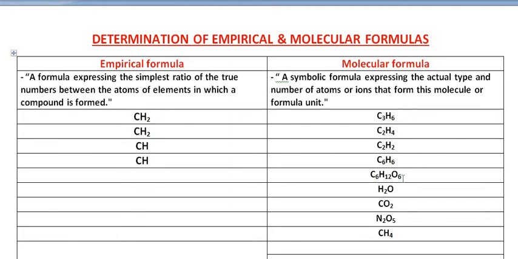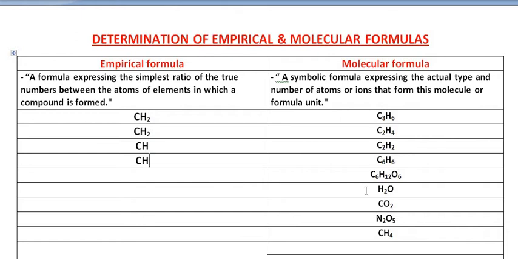In the same way, this is glucose, a type of sugar called glucose. The greatest common factor between these numbers 6, 12 and 6 is also 6. So dividing over 6, you get CH2O.